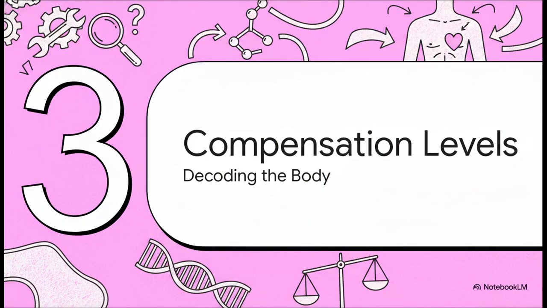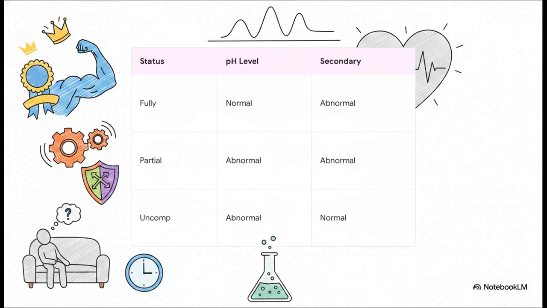All right, let's tackle Section 3, decoding compensation levels. Okay, I will completely acknowledge that compensation is famously the trickiest part of the exam, for sure. But we're going to completely simplify how to tell if the body is successfully fixing its own chemistry. Let's look at this table.